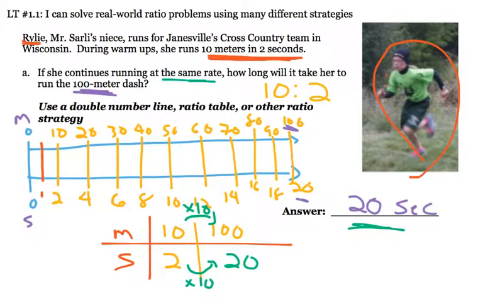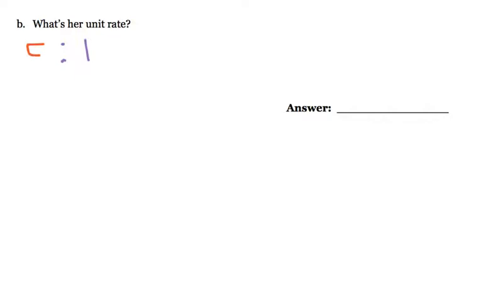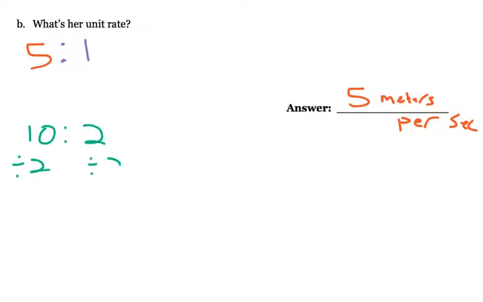in 1 second. And there are a lot of ways to get that answer, but one would be just to take that 10 to 2 and break it in half, and you would get 5 to 1. So 5 to 1 is her unit rate, which is 5 meters per second. You could have also shown it like this, 10 to 2, and then just shown dividing that ratio in half to get 5 to 1.